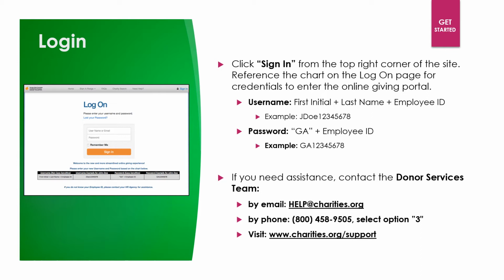GA123456778. If you need assistance, contact the Donor Services team by email at help@charities.org, by phone by dialing 800-458-9505 and select option 3, or visit www.charities.org/support.